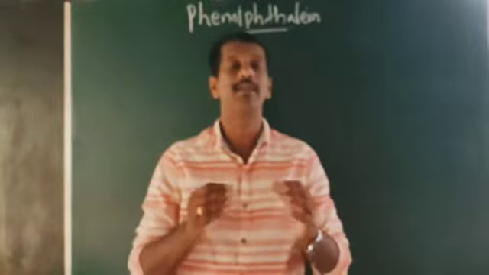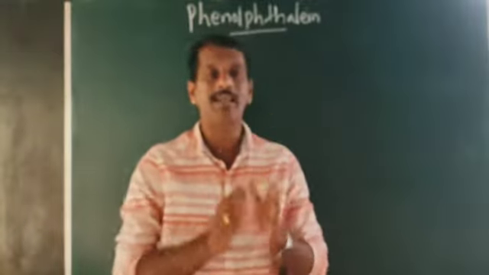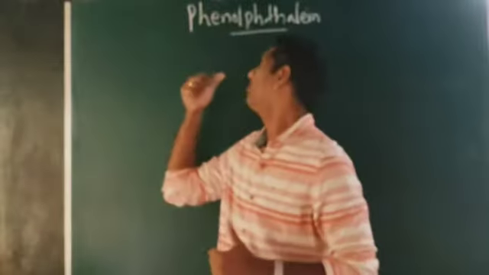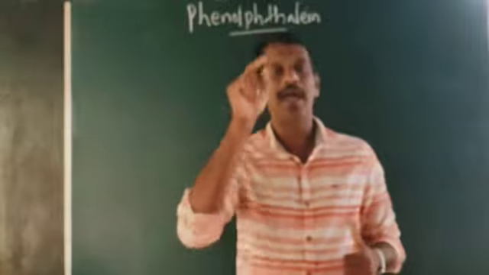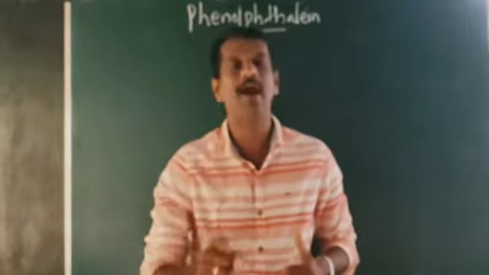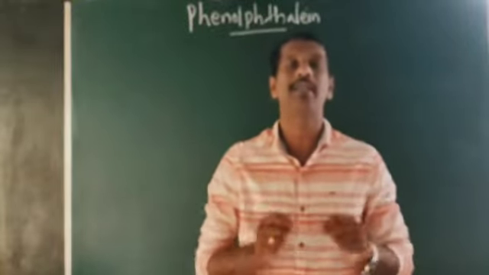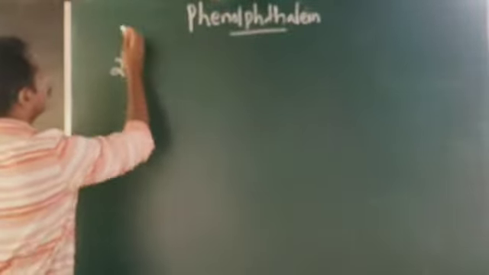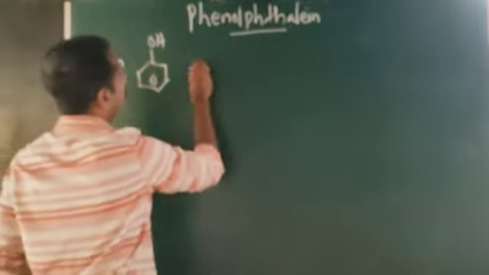Phenolphthalein is prepared by the reaction of phenol with phthalic anhydride in the ratio 2:1 in the presence of concentrated H2SO4. So phenolphthalein is prepared by the reaction between 2 moles of phenol and 1 mole of phthalic anhydride.